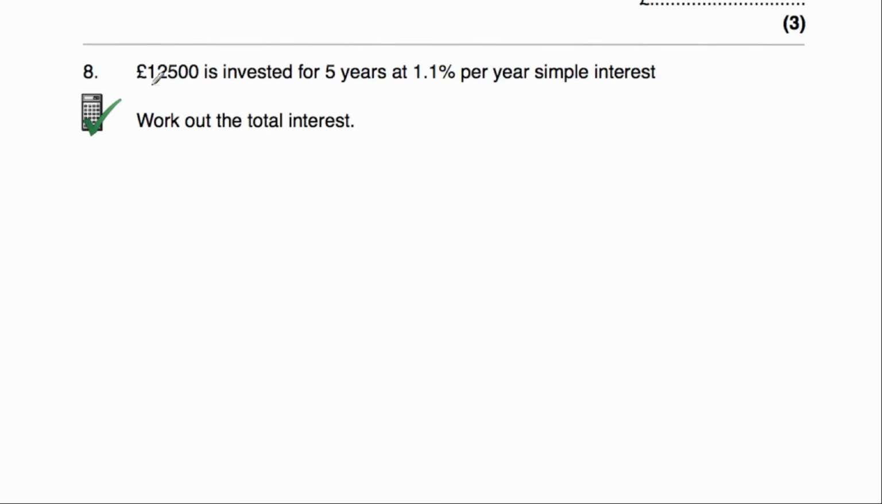Question 8 says £12,500 is invested for 5 years at 1.1% per year simple interest. Work out the total interest. So in this question, we want to find the total interest, and we know it's simple interest, so we want to work out 1.1% of the amount that's initially invested. So £12,500 is invested to begin with, and we want to work out 1.1% of that.